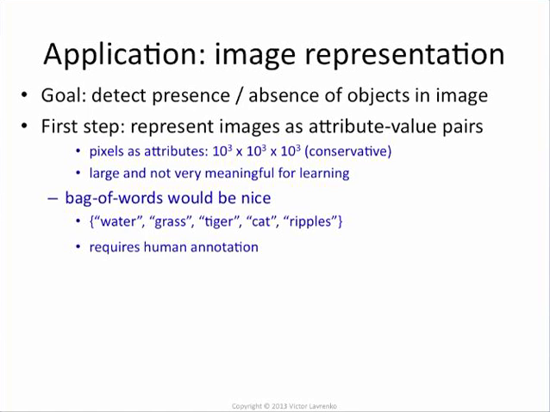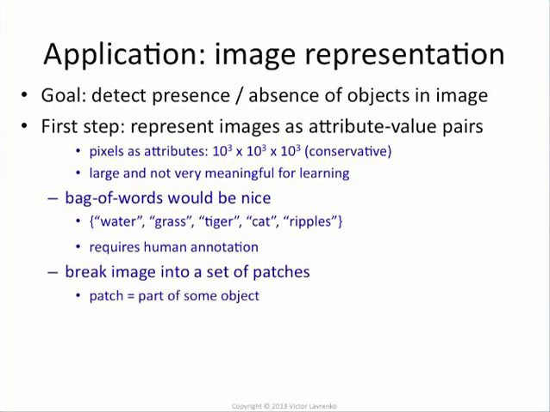So for example, if your images were tagged, if they had a bunch of tags associated, then you could make inferences, right? We know how to build classifiers on top of this representation, but we don't have that, and that requires human annotation. So what can you do?